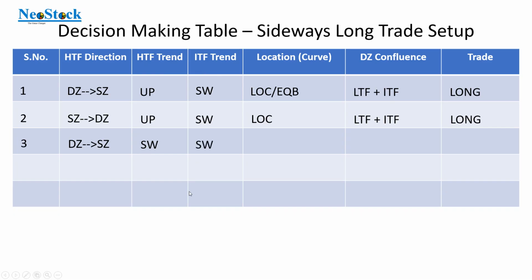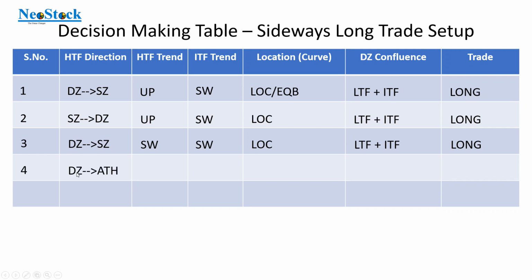ITF trend always sideways. In that scenario also you can plan a trade, but location should always be low on the curve and the remaining conditions are the same. Zone confluence, LTF and ITF, and the long trades you will be planning. And fourth and fifth are all-time high scenarios.